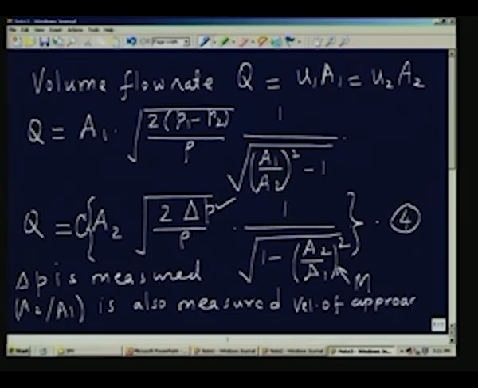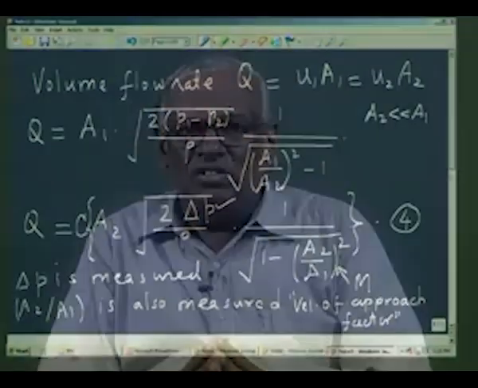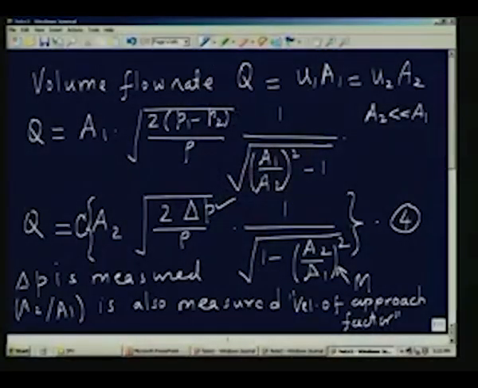Why is it called velocity of approach factor? It is very simple. If A2 is very small compared to A1, we can actually neglect that term. That means that the velocity at section 2 is much larger than the velocity at section 1, and therefore, if we are not neglecting the term, that means that A2 is not much smaller than A1, we are taking into account that there is a small velocity in the larger area section, and we are accounting for that. Therefore, it is called the velocity of approach factor.